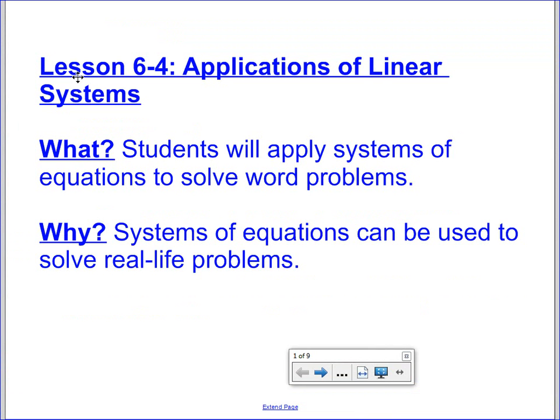Hi, this is Mrs. Doris, and this is Lesson 6-4 entitled Applications of Linear Systems. The objective is that you will be able to apply systems of equations to solve word problems. And this is a great example of where we use systems of equations to solve real-life type problems. And you'll be solving many of these in the coming days. Today our notes are only going to take us through problem number 2 in your notes.